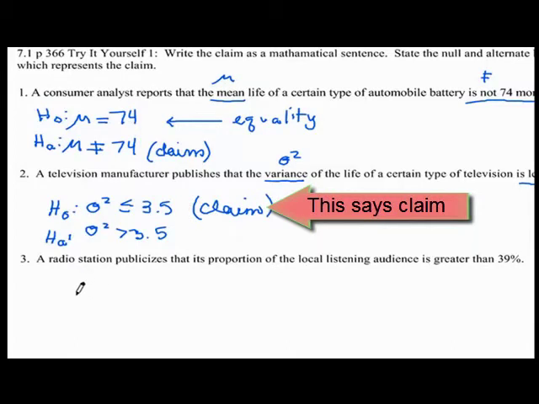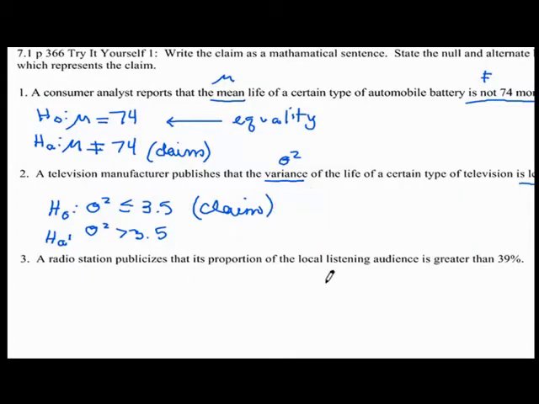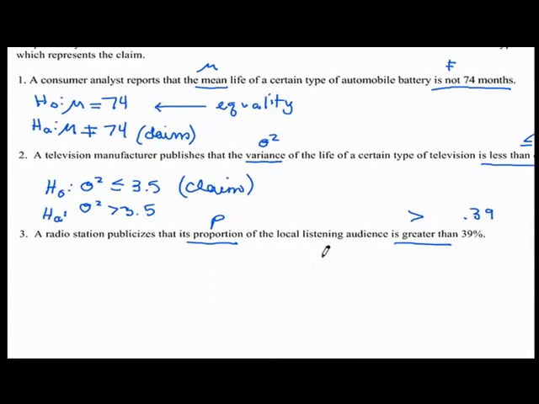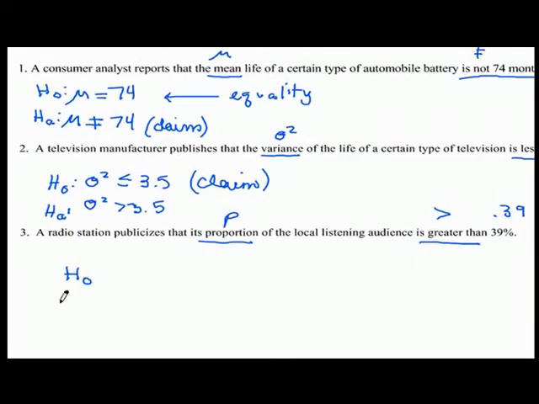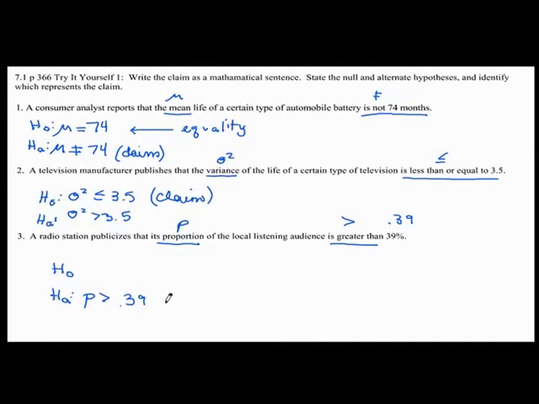For part 3, a radio station publicizes that its proportion of the local listening audience is greater than 39%. So here's proportion, so that's going to be our P. Is greater than, it's just the greater than symbol, and 39% we're going to use 0.39. Use your decimals for the proportions. And so is this going to be the null or the alternate hypothesis? Well, since it doesn't have any equality, it's just greater than, it's going to be your alternate hypothesis. So that's going to be P is greater than 0.39, and that's also going to be your claim.